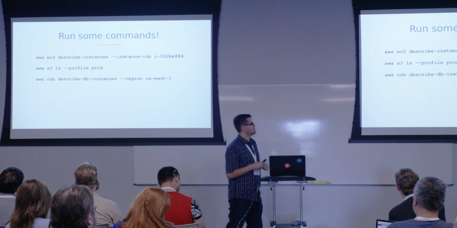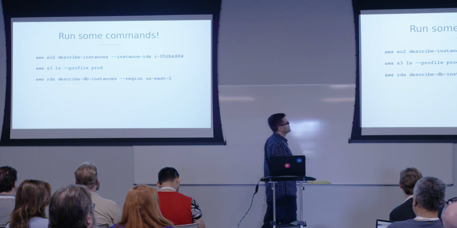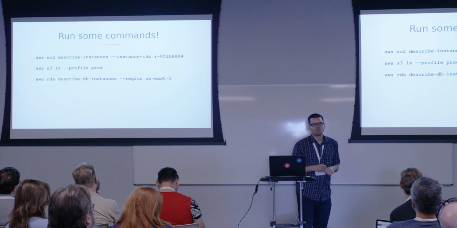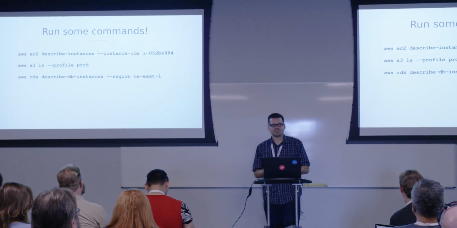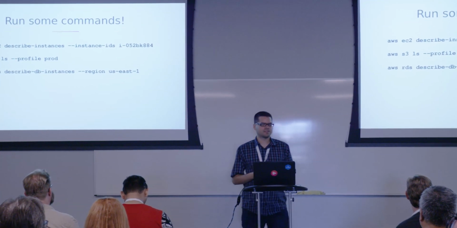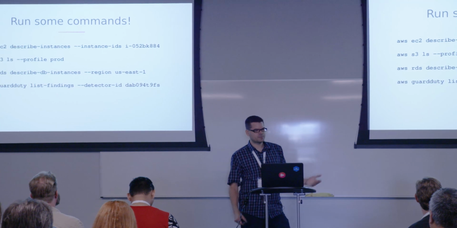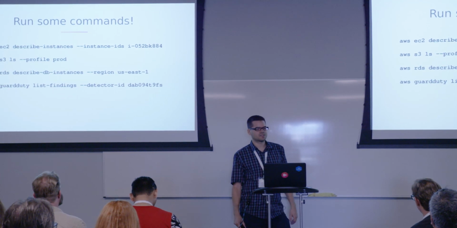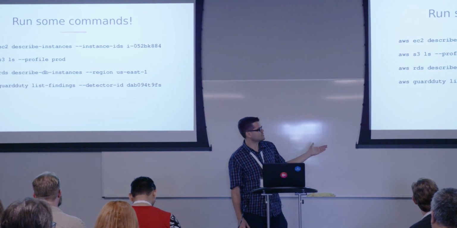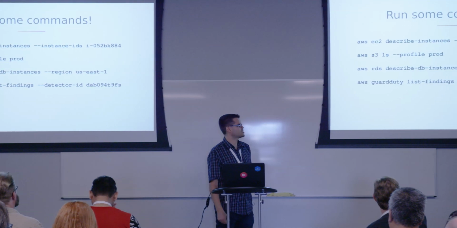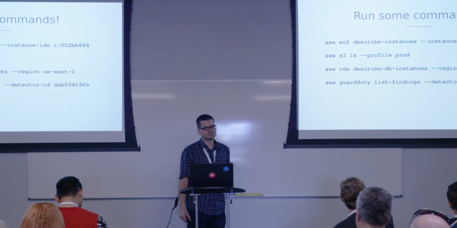Here's another example: AWS command rds, describe-db-instances subcommand, and then we're appending the --region optional parameter to tell it to query that us-east-1 region. Next example, aws guardduty is the command, list-findings is the subcommand. And in this case, this subcommand actually has a mandatory --detector-id parameter that you must specify.